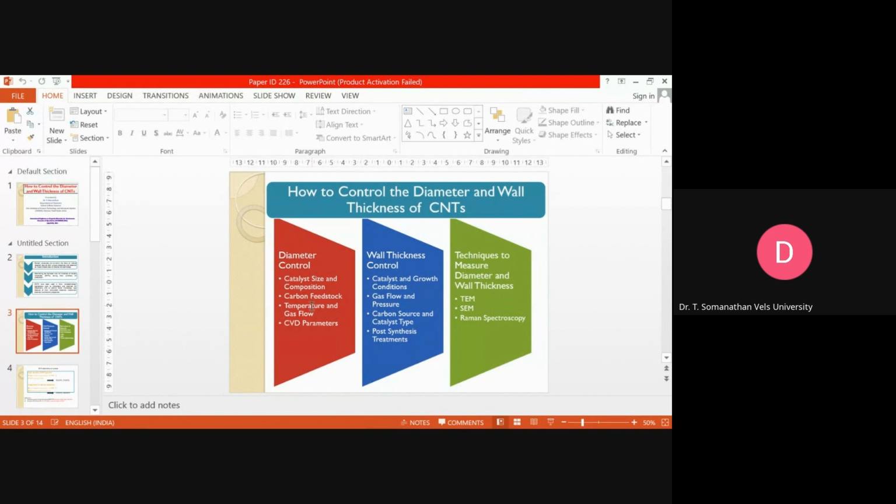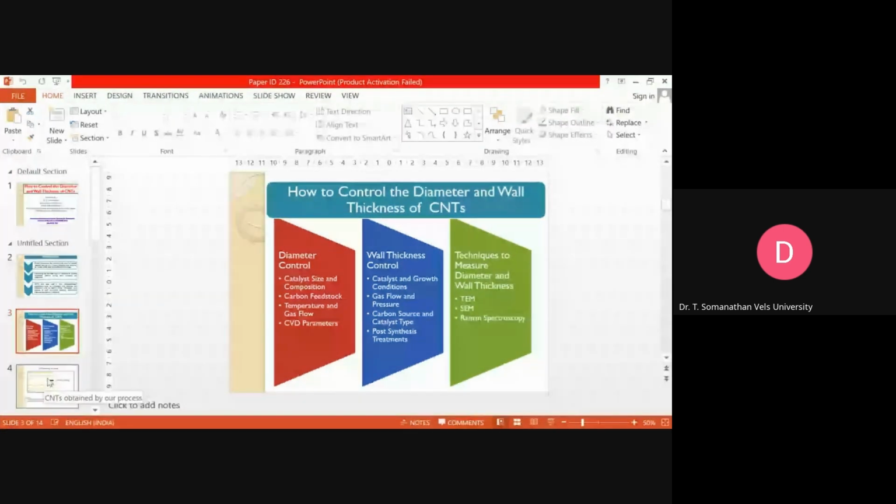After both these things, we need to analyze what type of carbon nanotube can be obtained, whether single-walled, multi-walled, or double-walled carbon nanotube, using a technique such as TEM, transmission electron microscope, or even Raman spectrum. We can identify whether it is single-walled or multi-walled.